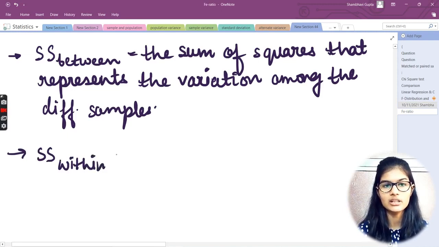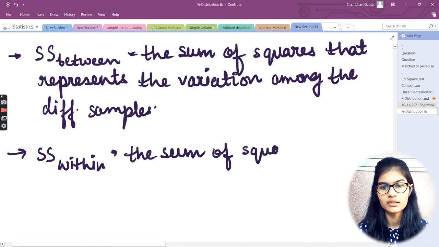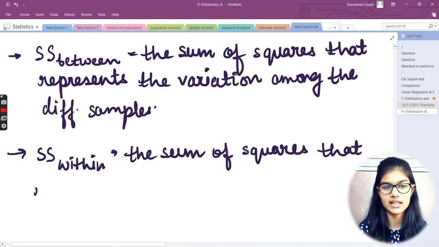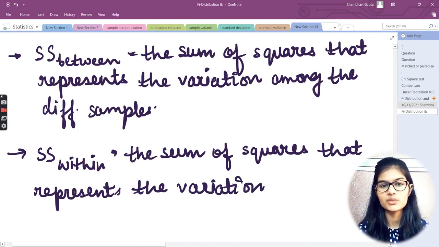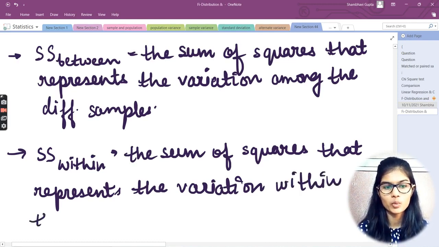That we had studied as well. So now what was that? Let's go ahead with that particular thing here. So it was the sum of squares that represents the variation. So SS within is basically the sum of squares that represents the variation within the samples.